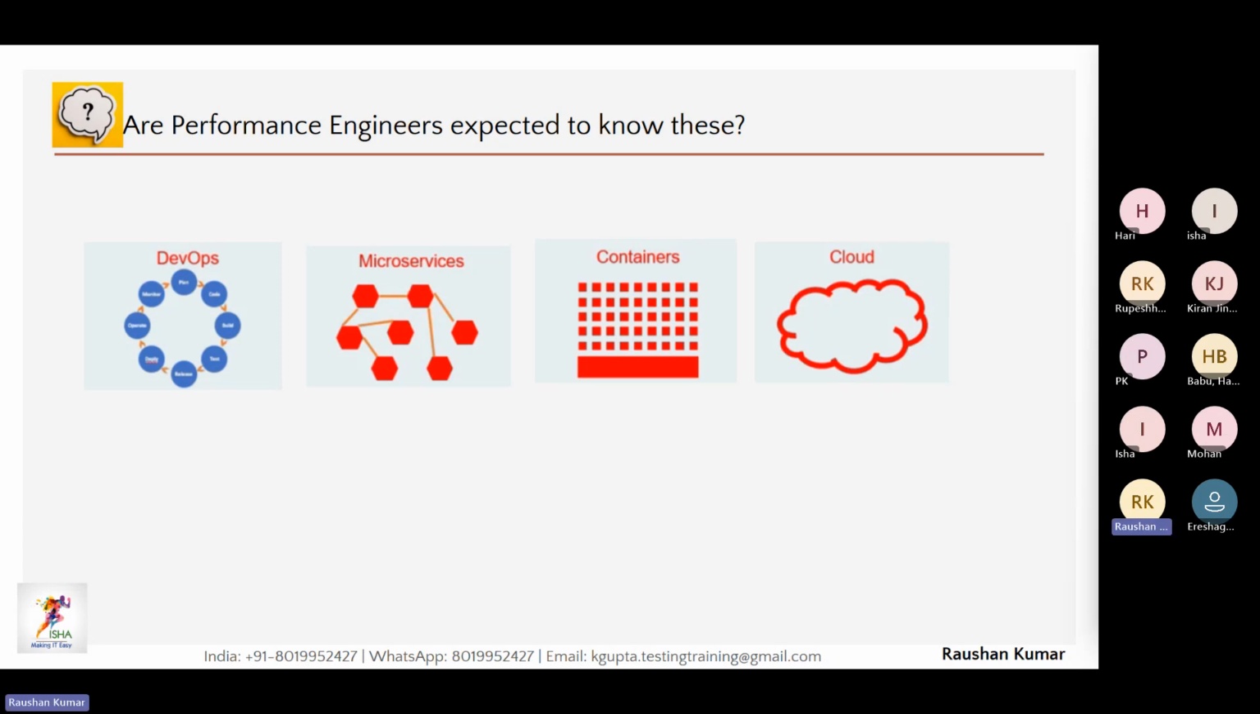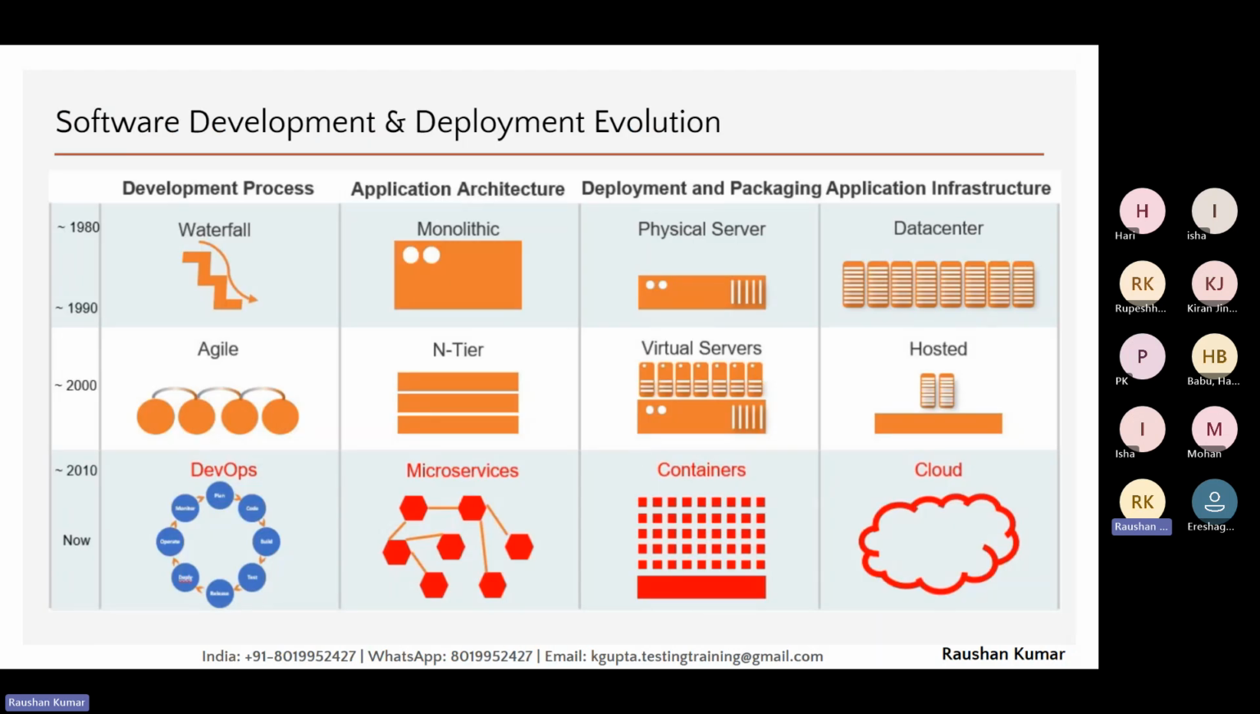And why do we need to know all these things: DevOps, microservices, containers, and cloud? When you see the next slide, the software development and deployment evolution, how the software has been developed and deployed over the years, you will understand why these things are important and relevant. So let me show you the software development and deployment evolution, friends. This slide talks about the journey, how the software has been developed and deployed over the years.